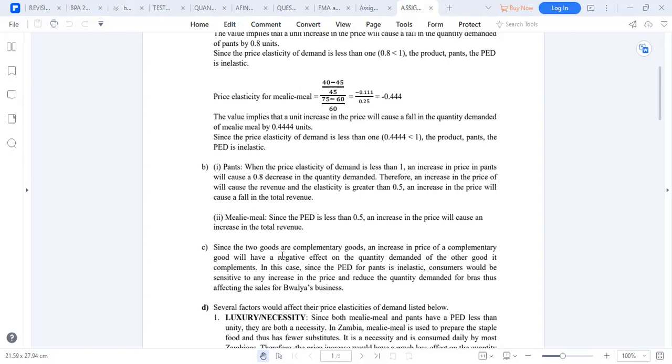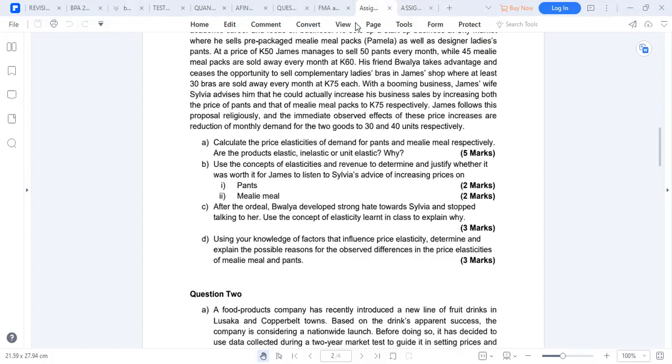So in this case, price elasticity of demand for pants is inelastic. Consumers are sensitive to any increase in the price, and it reduces the quantity demanded in the bras, so it will affect her business. So ethically, I don't know whether you get the concept. So why should she be affected? These are what? Complementary goods.